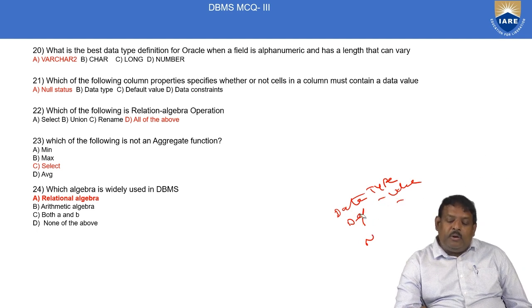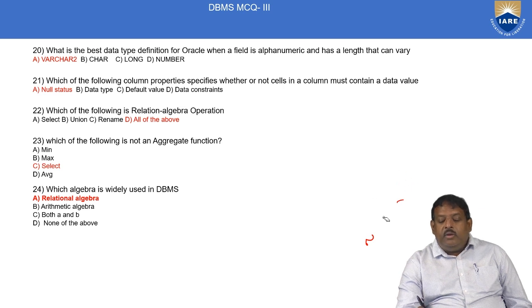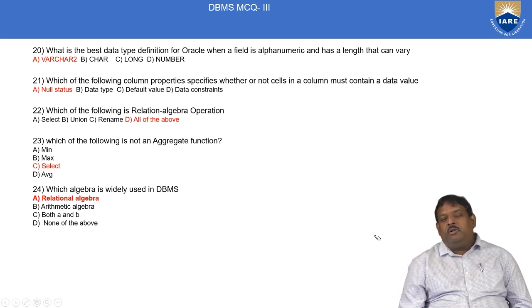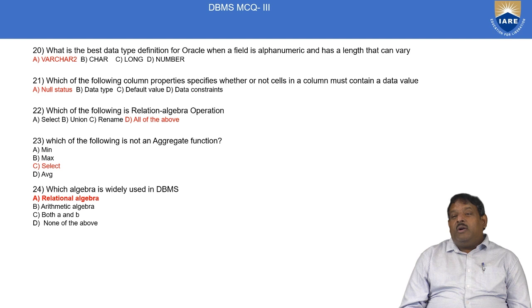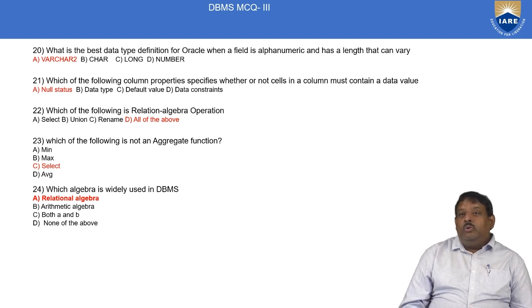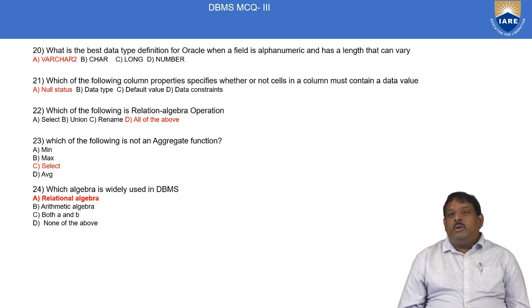So nullable property on a column will tell you whether you need to supply a value or not. If you make it not null, that means you are bound to supply a value. If you don't supply a value, your data is not going to be stored, and you will get an error.